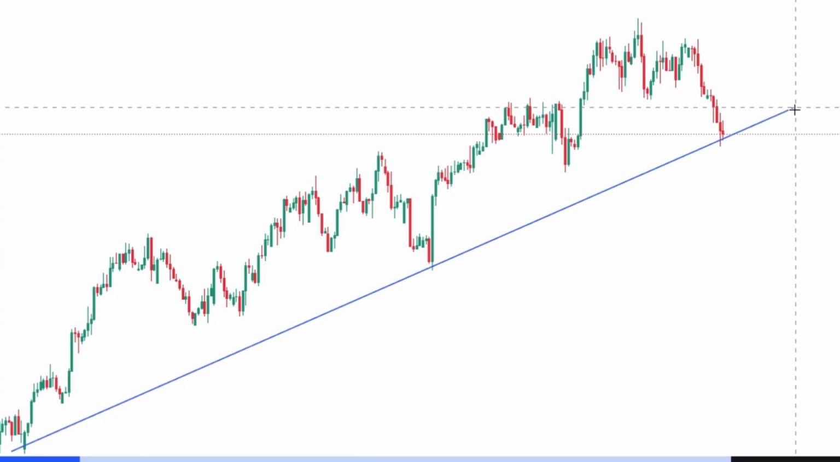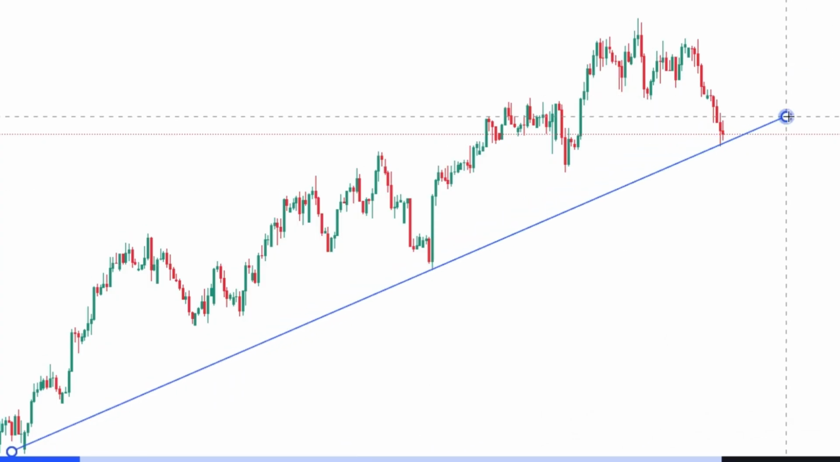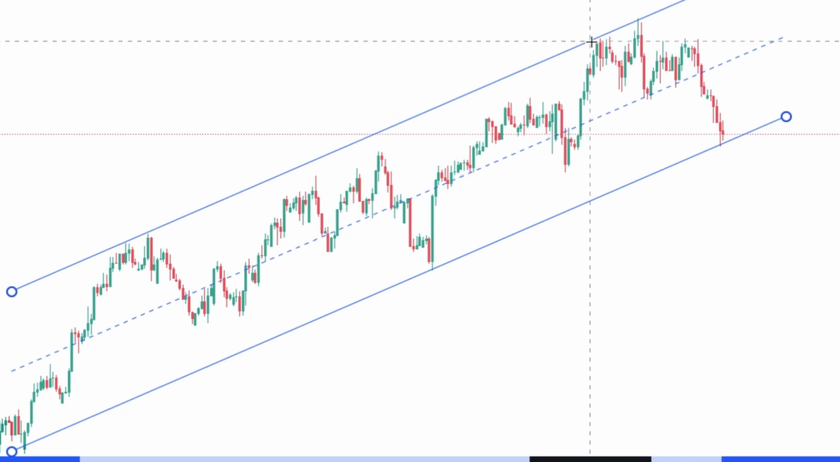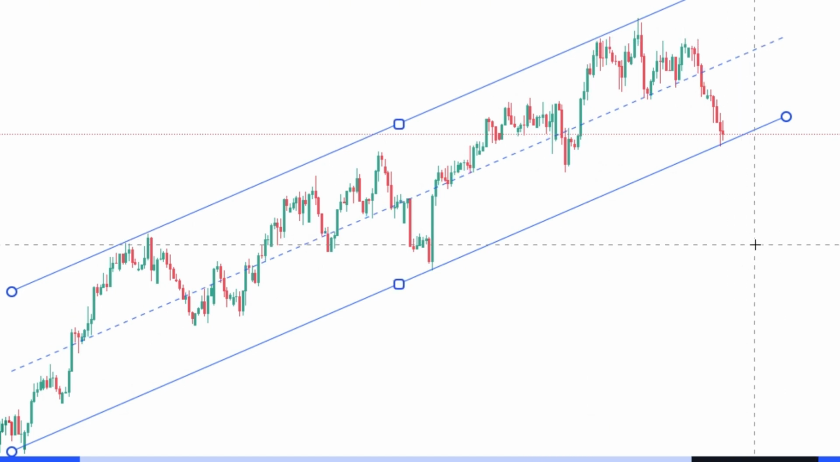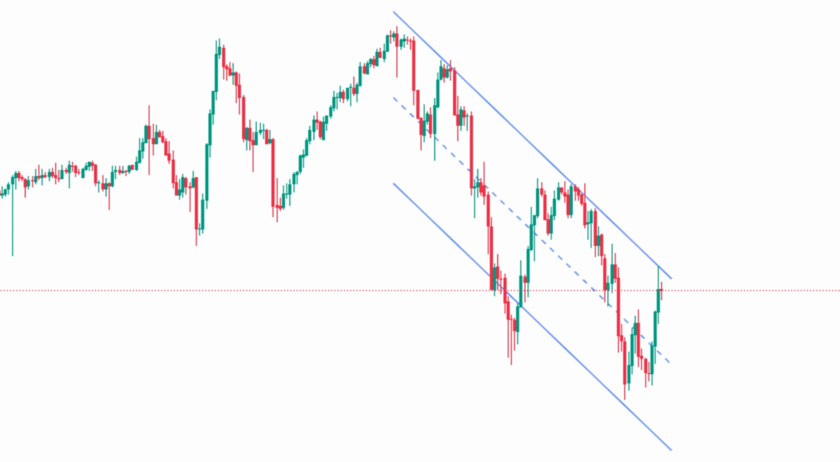Before we dive in, I just want to quickly show you what a channel or a trend line is and how you can define it on your charts. So a channel is created by drawing a trend line along the highs and lows of your price action. In an uptrend, the lower trend line acts as a support level, and in a downtrend, the upper trend line serves as a resistance level.